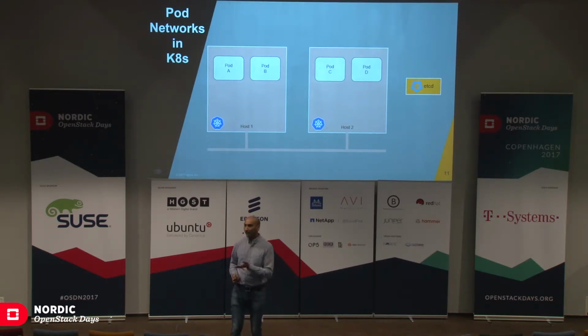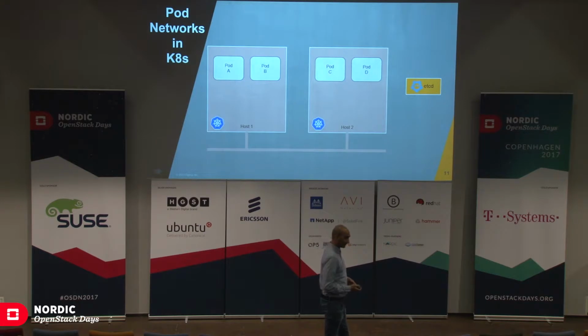And each CNI plugin tends to take a different approach. We'll talk about how Calico does it here. Calico is a pure layer 3 approach. It doesn't use any bridges or vswitches. It doesn't use overlays. It just does simple IP routing.